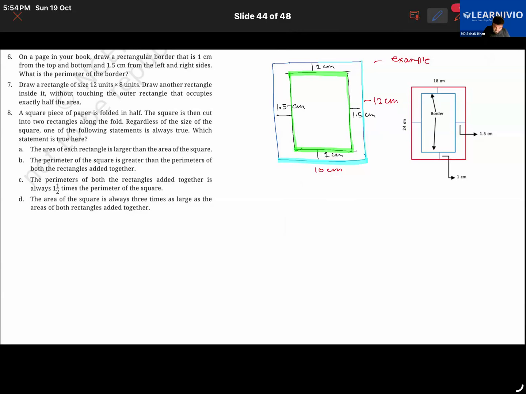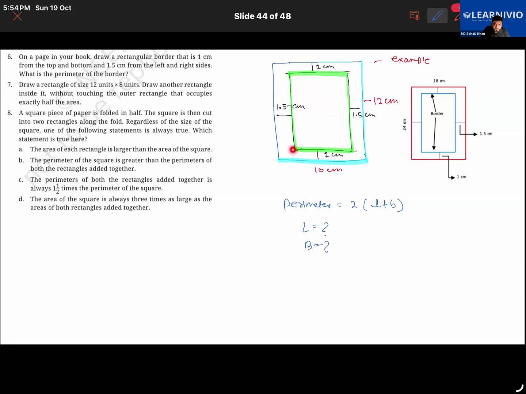We are supposed to find twice of length plus breadth. Obviously, we are going to use the formula twice of length plus breadth. But for that, you need to know what the length and the breadth are, and right now you don't know the breadth and length.